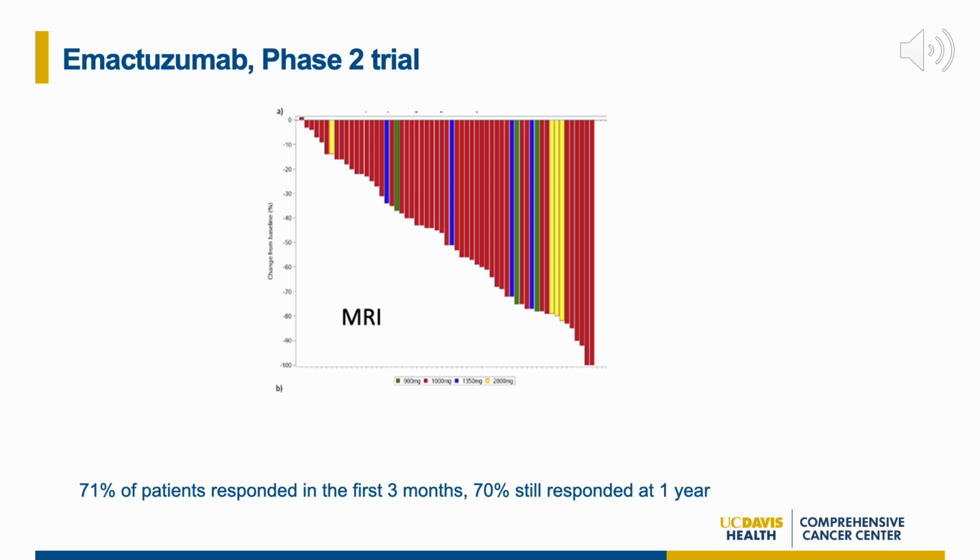This antibody had a phase 2 trial that was done, and this is looking at people's MRIs. Again, this is a waterfall plot. As you can see, of all the patients treated with imiactuzumab, a lot of them had their tumors shrink. So this data looks promising in the phase 2, and this has moved on to phase 3. But just as a segue to your question earlier, monoclonal antibodies, because of their stability, are not pills. These are IV infusions.